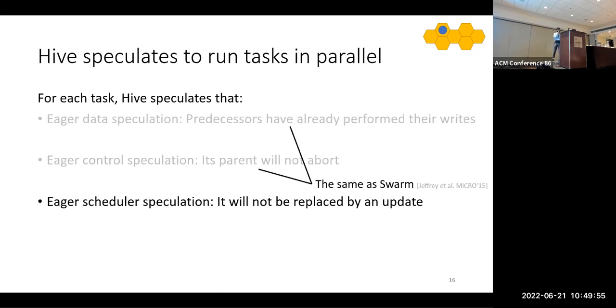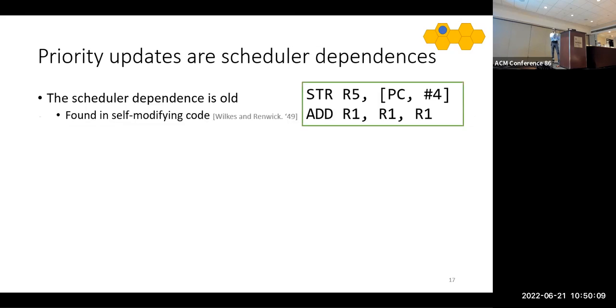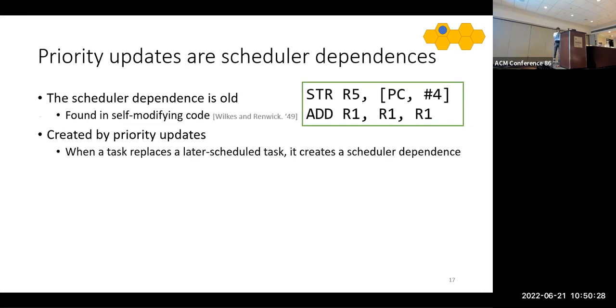Our data and control speculation is the same as Swarm's, so I won't discuss them here, but our speculation on updates is new. The dependence created when a task places another task using update is what we call a scheduler-carried dependence. The scheduler dependence is not truly unique to priority queues, but you also won't find it in most straight-line code. While we are naming the dependence here, we find it in some very old code called self-modifying code, where one instruction can overwrite another, creating a dependence which is neither a data dependence nor a control dependence. When a task in a priority queue updates an object in the queue, replacing the currently scheduled task, the dependence created is also a scheduler dependence.